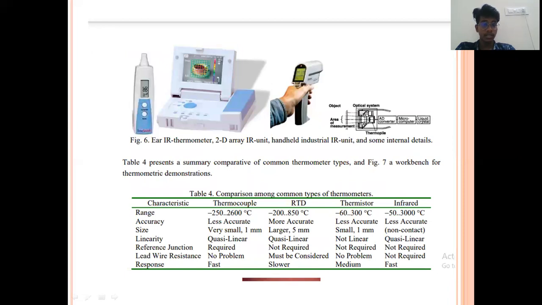As we can see, we have the ear IR thermometer, the 2D rate IR unit, the handheld industrial IR unit, and some internal details in which the comparison among these types of thermometers can be seen, with the thermocouple, RTD, thermistor, and infrared. As we can see, we have range, accuracy, size, linearity, difference, junction, etc.